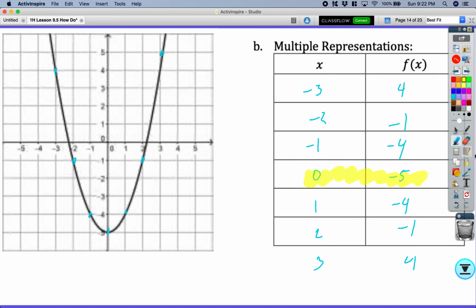So right here is what we call the vertex. It's where you'd find the axis of symmetry. And if you go one spot above or one spot below, they'll be the same number. If you go two spots above or two spots below, you'll have the same number, so on and so forth.